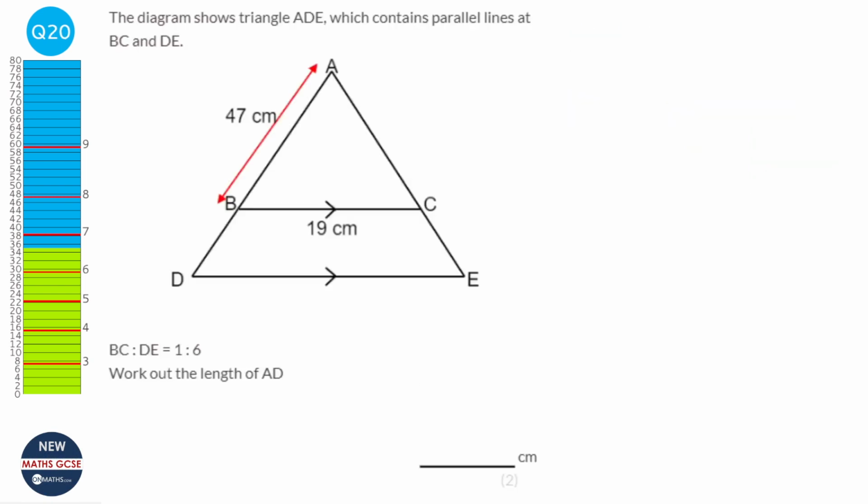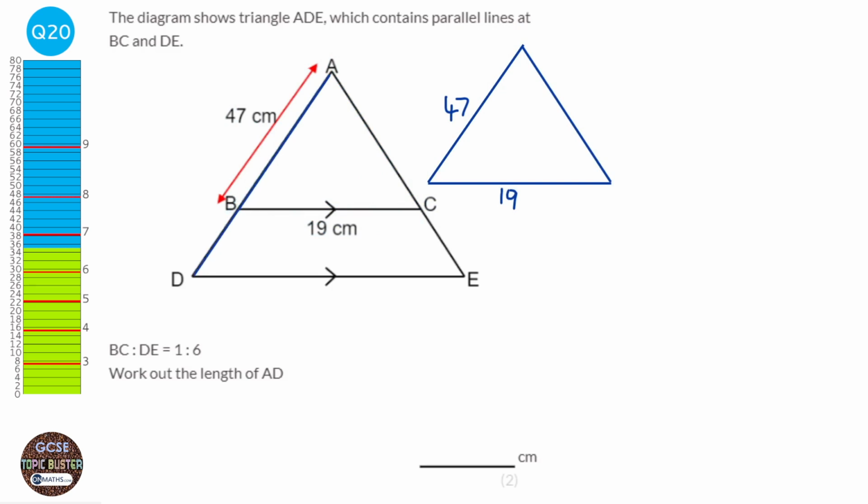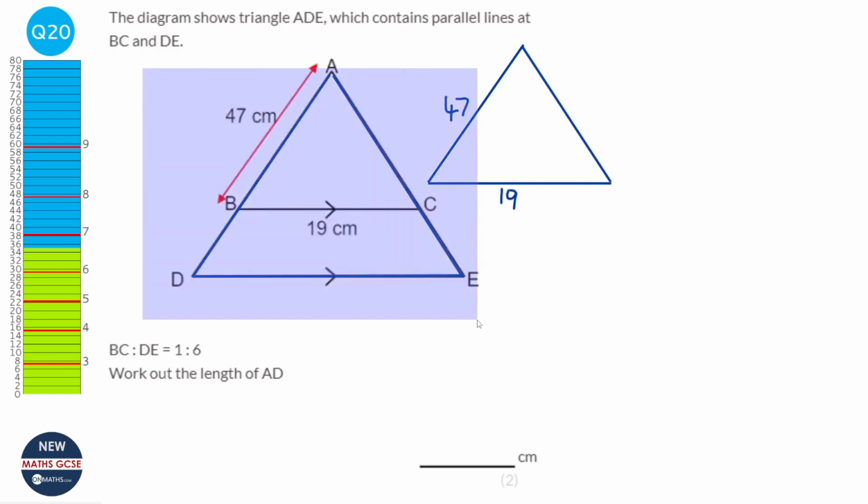With these questions, it's normally easier to view these as two separate triangles. So we've got a small triangle here with 19 and 47. And what I'm going to do is move this out. And we've got a bigger triangle here. We don't really know what any of the sides are just yet, but we can work them out.